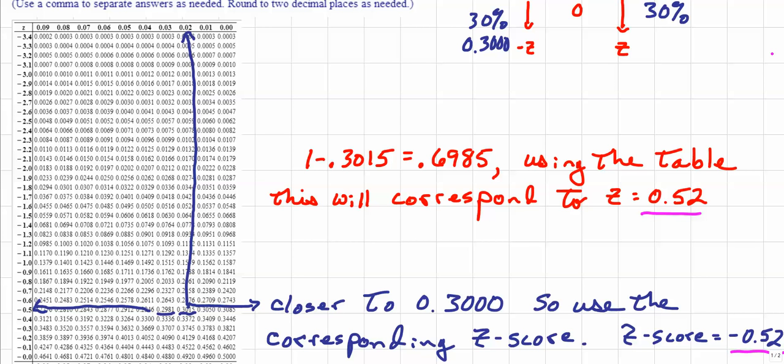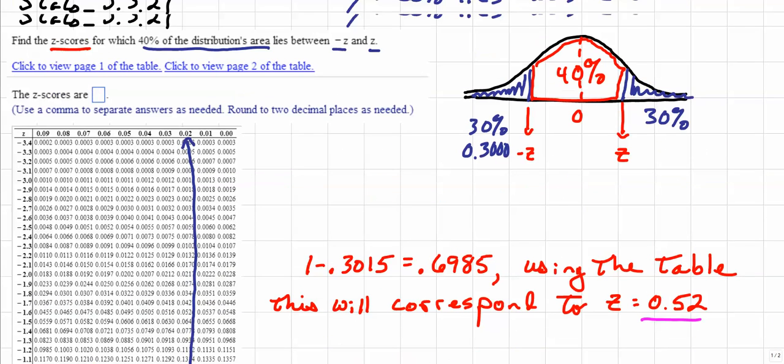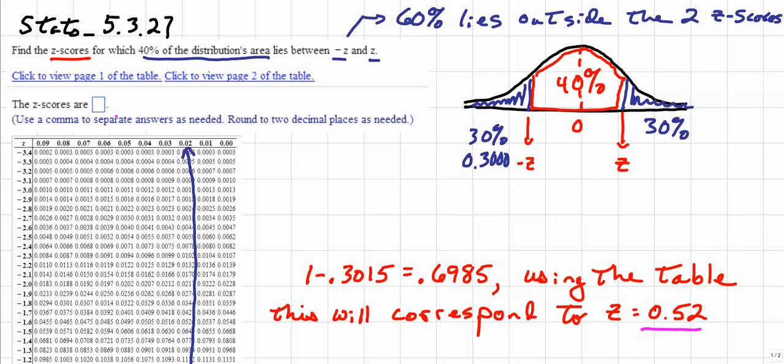So the answer for this particular problem, if we scroll back up, we'll see the z-scores are negative 0.52, comma 0.52. You do not need to use parentheses or brackets or anything like that. You just state the two z-scores, and that's how you do that problem.